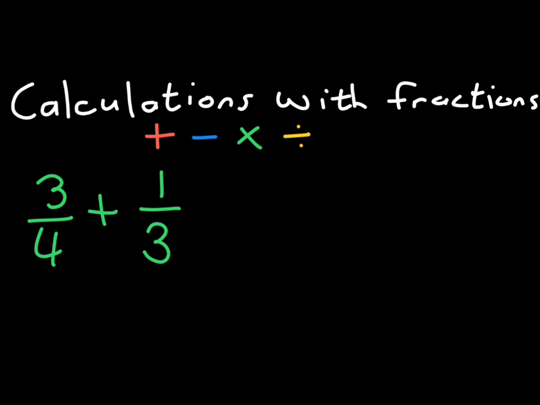When we add and subtract fractions, we need to make sure that our denominators are the same, right? So as we can see, for these two fractions, we do not have the same denominators. So there are two ways in which we can make the denominators the same. One way would be by multiplying each fraction by the denominator of the other fraction.